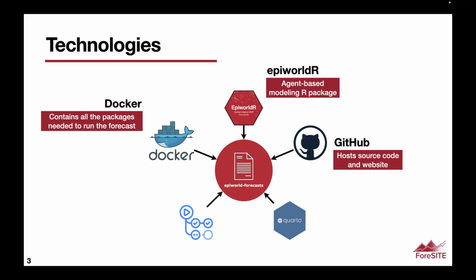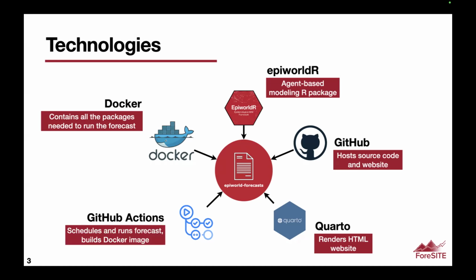We host the website on GitHub Pages. We use Quarto, which is a tool that allows us to render the HTML website. It allows you to write in Markdown and embed code and text and craft what you want that to look like. And then it produces an HTML website. Then we use GitHub Actions, which live in GitHub but are their own feature, to schedule our forecast and run it. We also use that for building our Docker image. So these are the core technologies that go into making this forecast work.